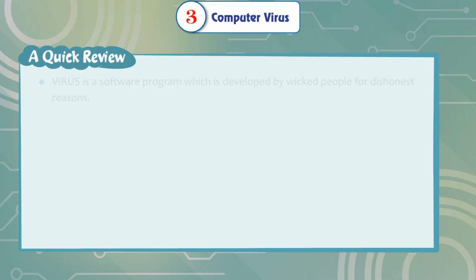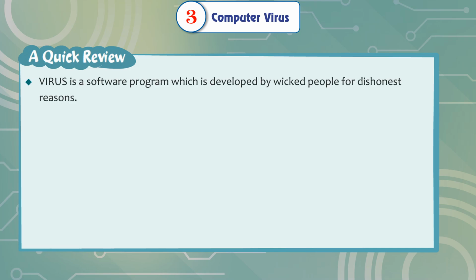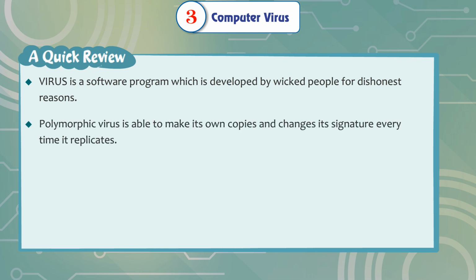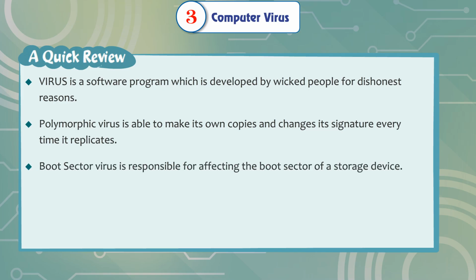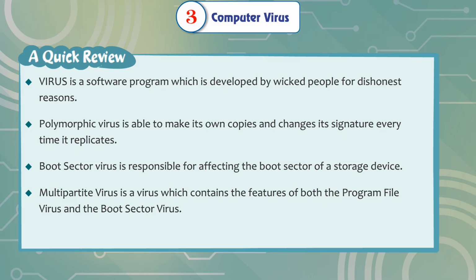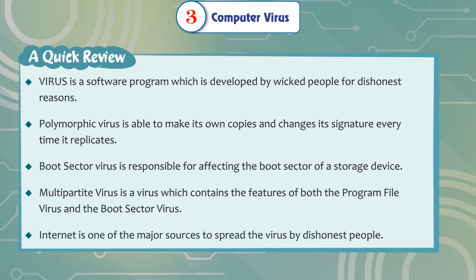A quick review. A virus is a software program which is developed by wicked people for dishonest reasons. A polymorphic virus is able to make its own copies and changes its signature every time it replicates. A boot sector virus is responsible for affecting the boot sector of a storage device. A multipartite virus contains the features of both the program file virus and the boot sector virus. The internet is one of the major sources to spread viruses by dishonest people.